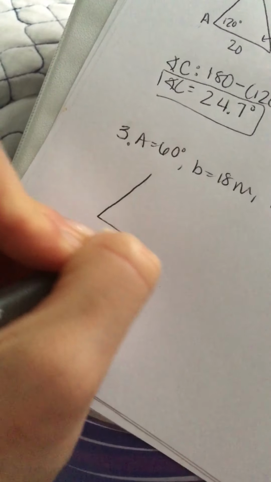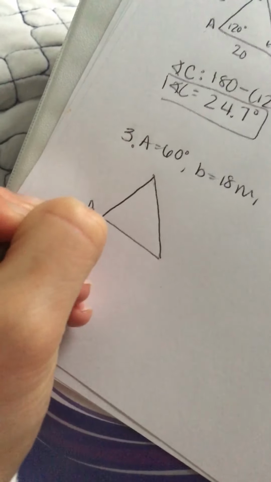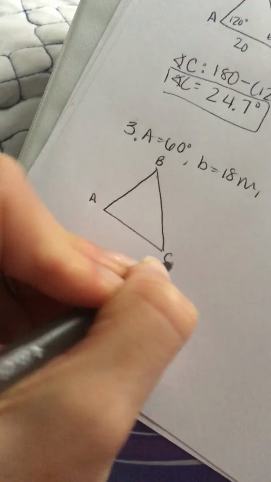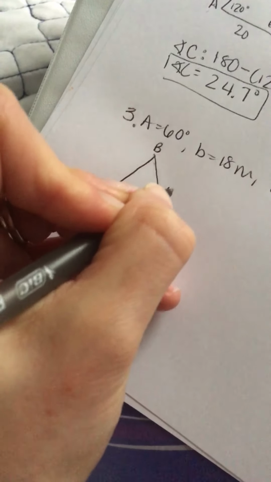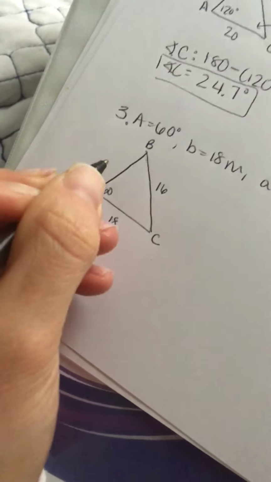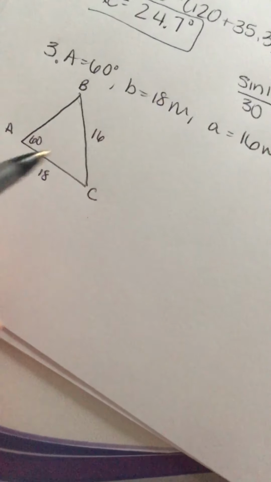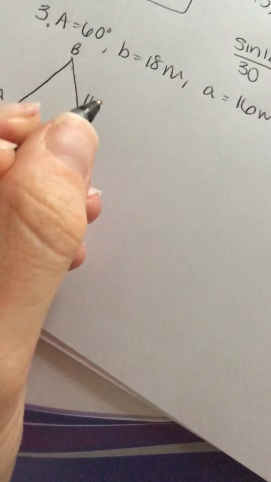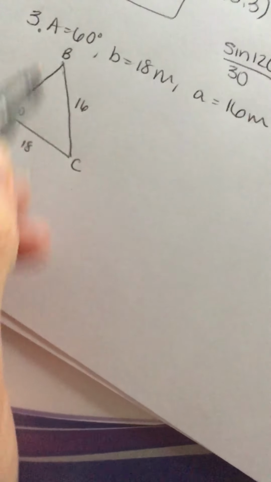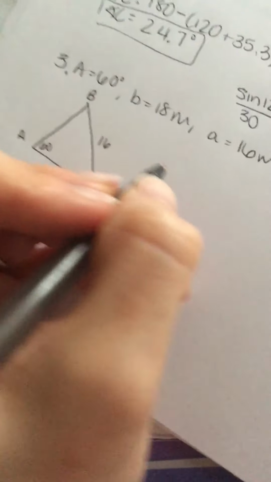All right, so A, B, C, 60, 16, 18. All right, so I'm telling you off the bat we're going to have two triangles, which kind of takes away some of the fun, but it is what it is. So once again, we're going to go ahead and set up how we have been setting up. I have my combo with A, so I'm going to find angle B first.